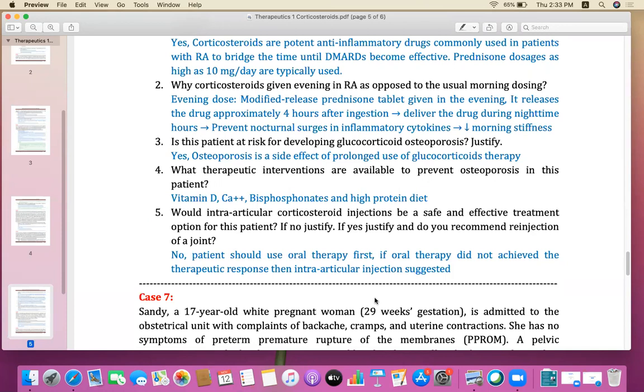Because in this case, we don't know whether the patient takes oral medications or not, or whether his symptoms are relieved or not. So directly we cannot go to the higher gun. The best one is to take oral. If with the oral the symptoms are relieved, no problem, continue. If the symptoms and inflammation are not relieved by the oral route, then suggest the intra-articular injection directly at the joint.